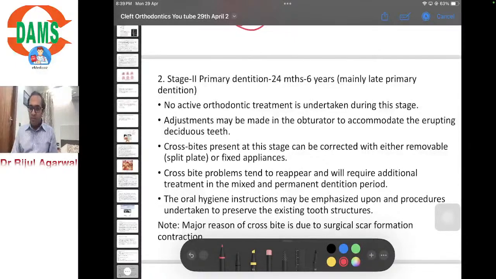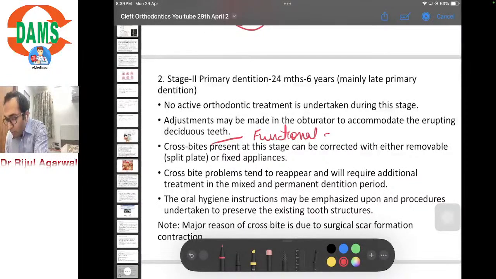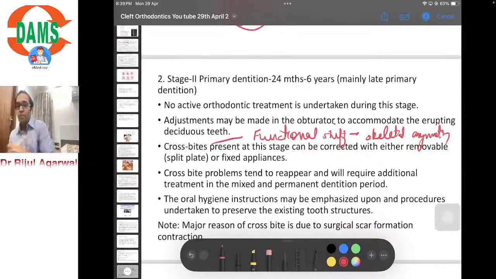If there is a crossbite, please note which crossbite will be corrected at this stage. Crossbite leading to functional shift: if any crossbite is causing a functional mandibular shift, which can lead to development of skeletal asymmetry, only those crossbites are corrected at this stage, be it anterior or posterior. Because if the crossbite problem is leading to skeletal asymmetry, then only it is corrected at this age, otherwise there is no need for any orthodontic intervention.